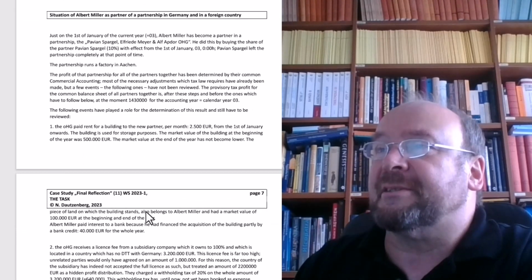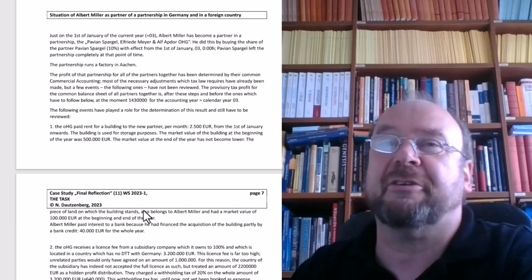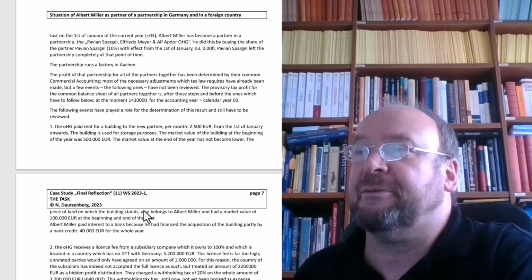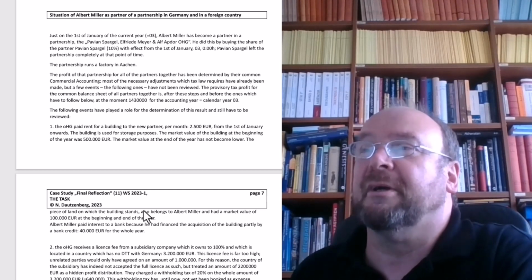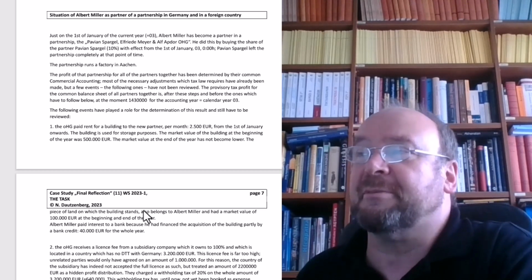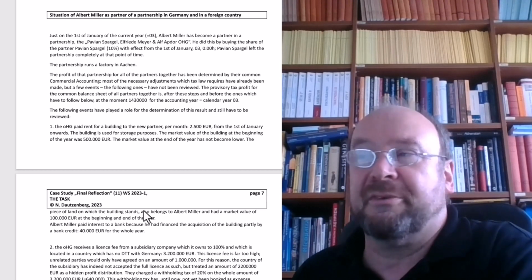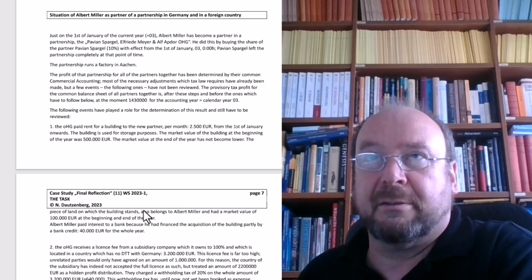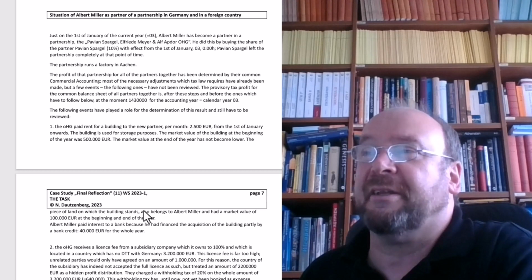Next part: Albert Miller is also a partner in a partnership, and that partnership is active in Germany and in a foreign country. On the 1st of January of the current year 03, Albert Miller became a partner in the partnership Fabian Spargel, Elfriede Meyer, and Alf Abdor OHG. He did this by buying the share of the partner Fabian Spargel, who owned 10%, with effect from the 1st of January in the first second of the year. Fabian Spargel then left the partnership completely at that point of time.